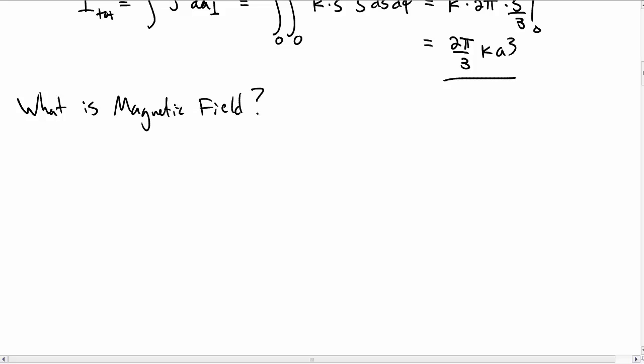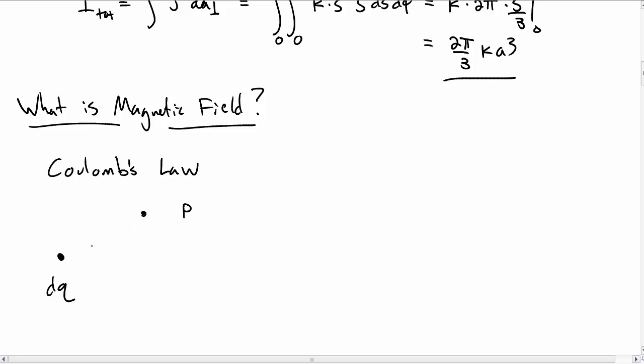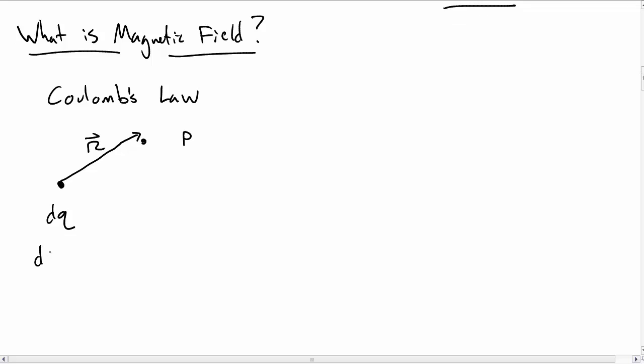Let's talk a little bit about how we find the magnetic field due to these currents. If you recall, Coulomb's law says if you have a little bit of charge, dq, and you're interested in the electric field at some point P, you need to know the curly r vector, and then you find a little bit of electric field, dE, by 1 over 4 pi epsilon naught, dq r hat over curly r squared.